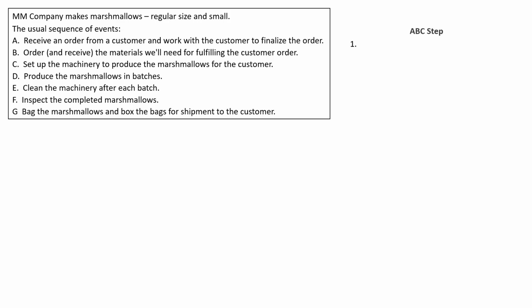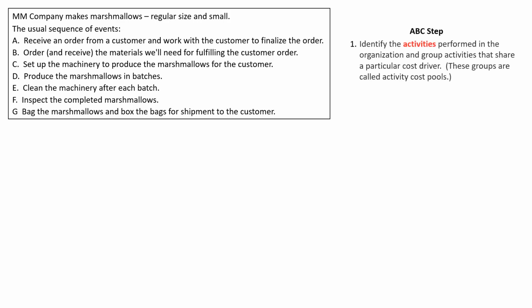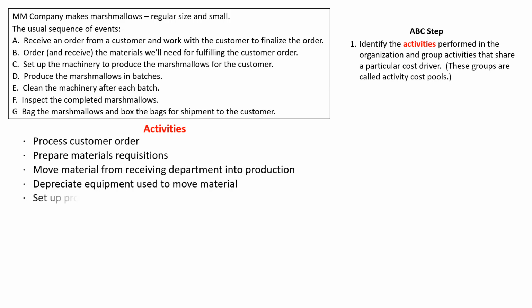ABC step number 1 is identify the activities performed in the organization and group activities that share a particular cost driver. Here's what we get when we break the events into activities. This is just a partial list to give you an idea.